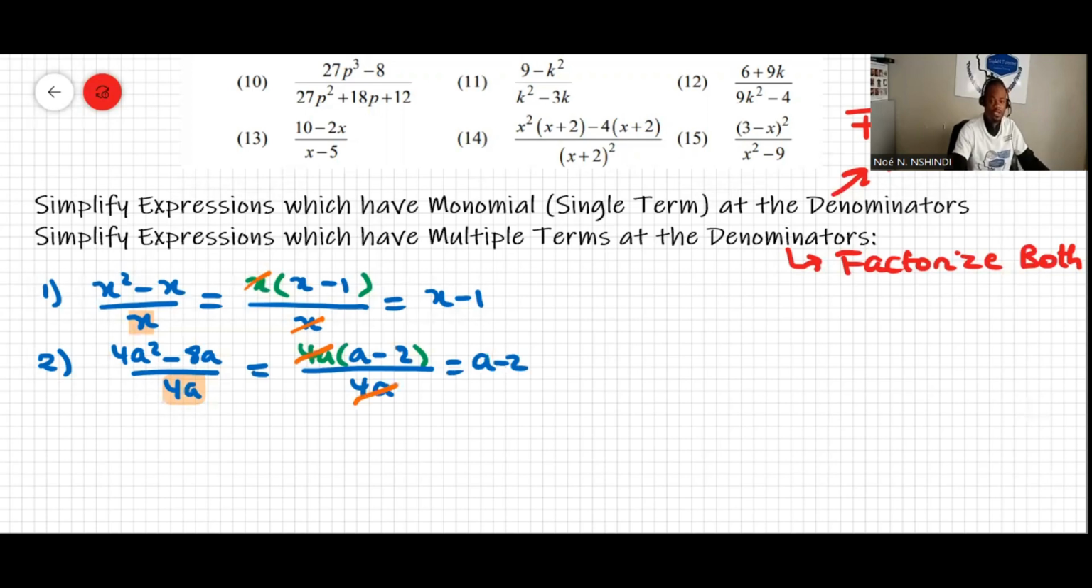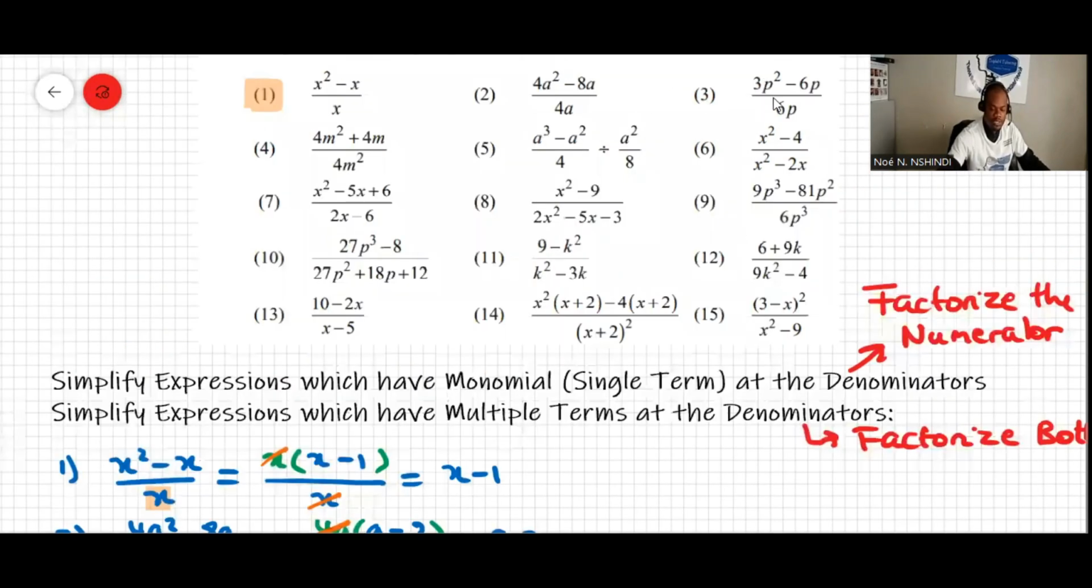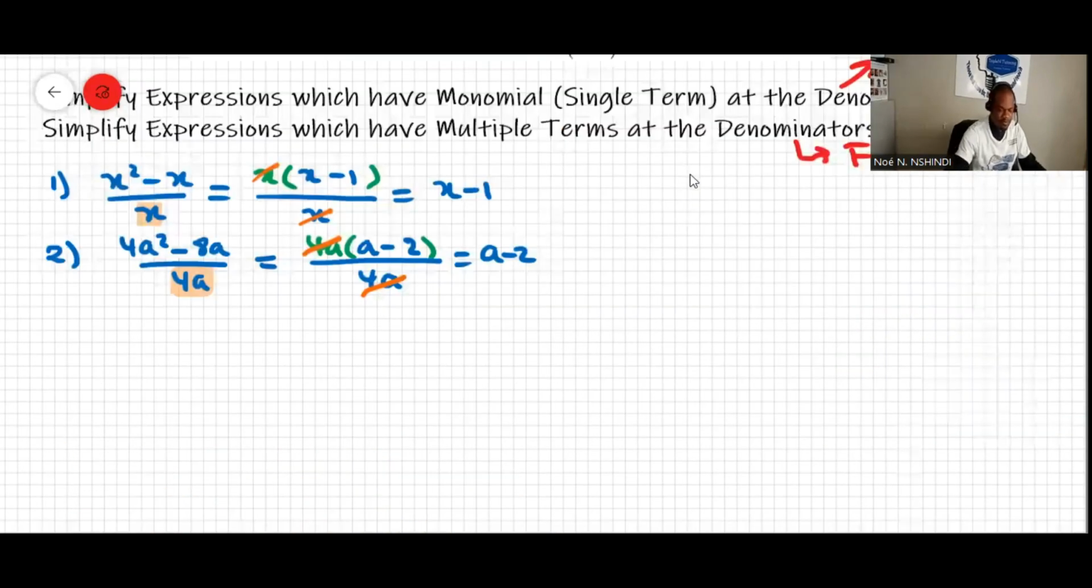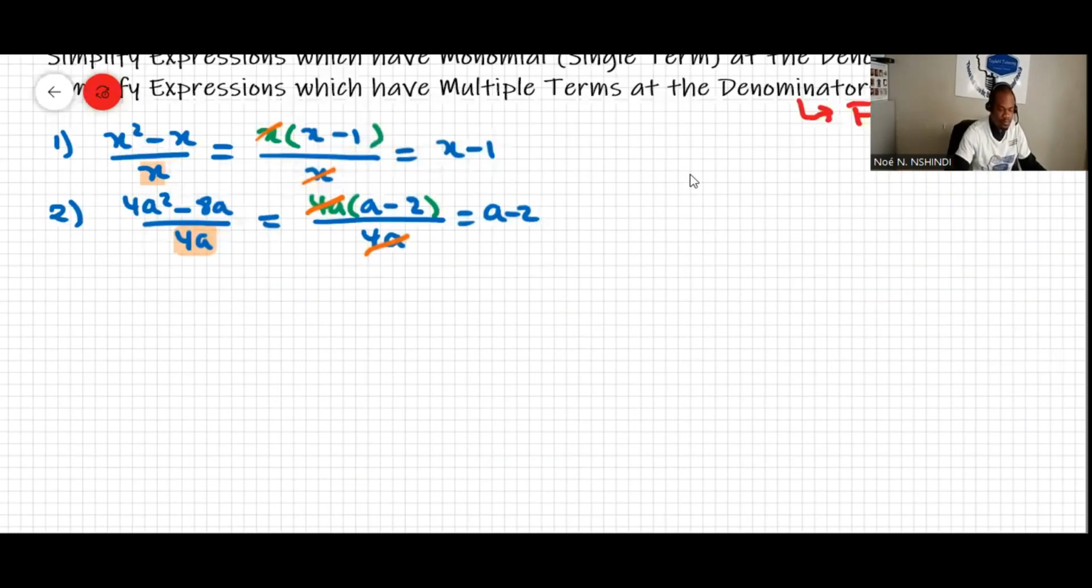So I'll leave question 3 for you to practice. I'll leave question 4 also to practice. Now I want to do question 5. Okay, a cubed minus a squared over 4 divided by a squared over 8. So now right here, question 5: a cubed minus a squared over 4 divided by a squared over 8.